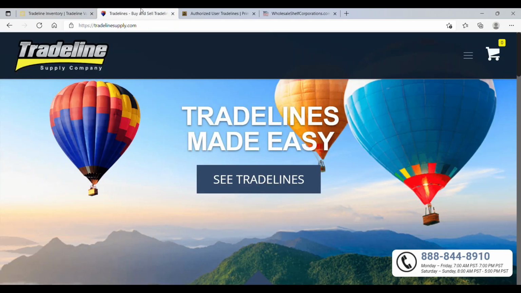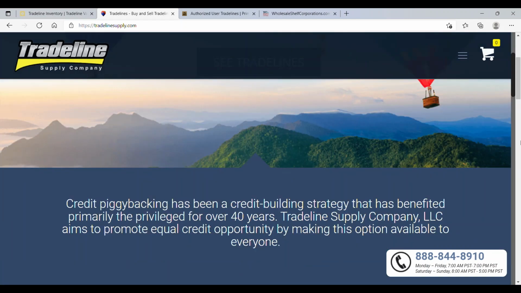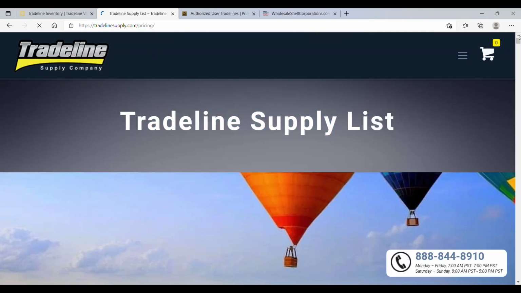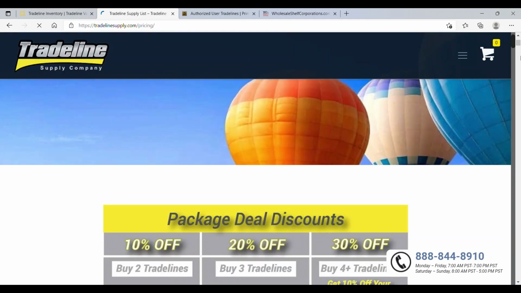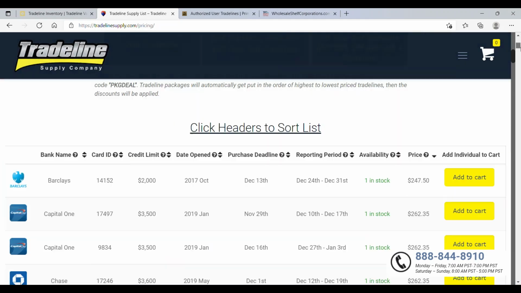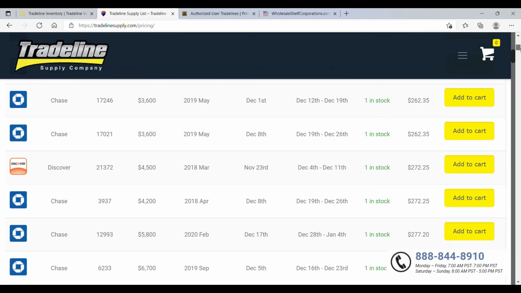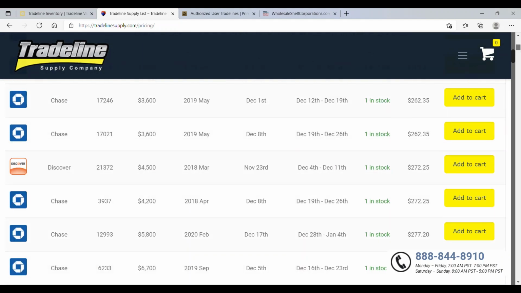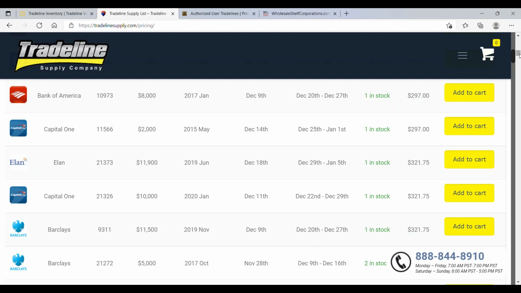The next one will be Trade Line Supply. Pretty much it's the same exact thing that I just explained with Trade Line Vault, but I think they are a more familiar company. A lot of people go to them and buy, but as you can see, the prices are different on both sites as well. I'm not gonna get too much into it. It's just to give y'all examples.